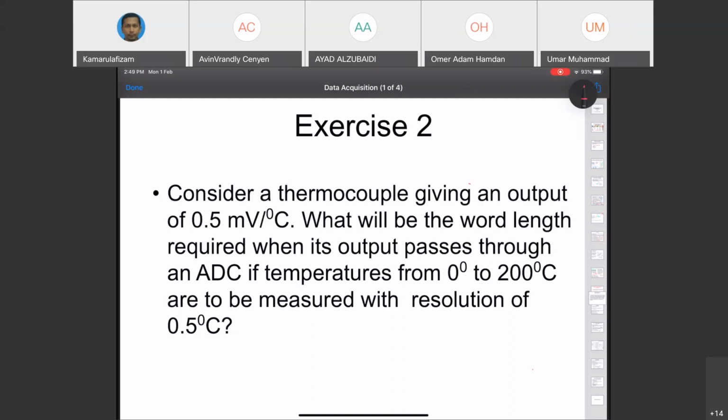Ada yang dah kira ke? Semua tak kira, tunggu jawapan. Anyone?